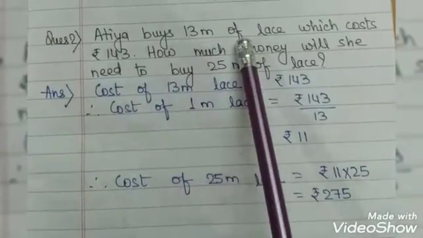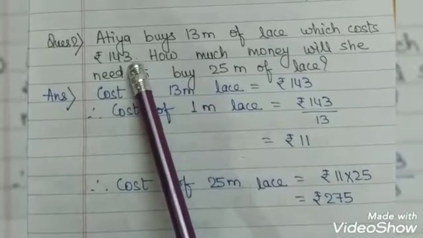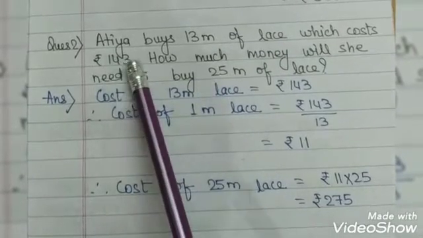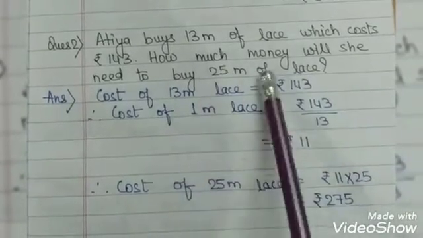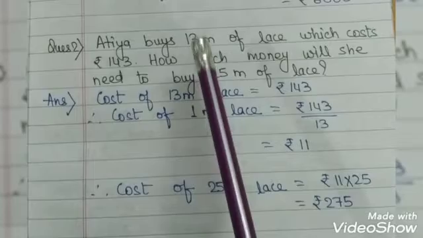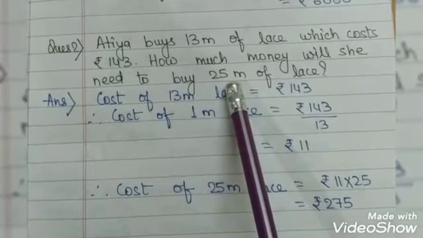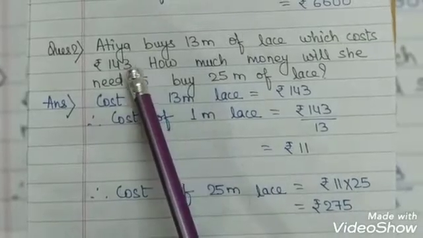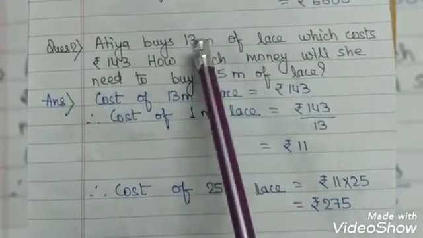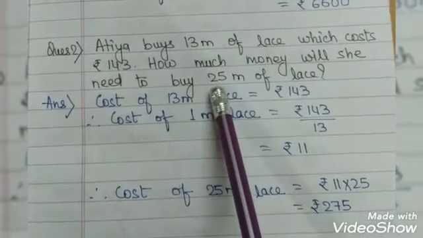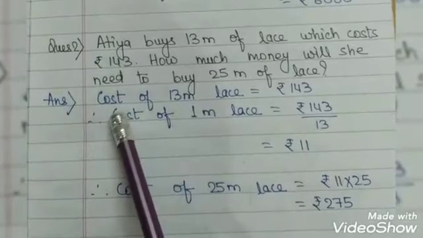Atya buys 13 meters of lace which costs rupees 143. So the cost of 13 meters of lace is rupees 143. How much money will she need to buy 25 meters of lace? Now here in the question we can see the amount for 13 meters is given. We have to find the amount of 25 meters of lace. For this, first we will divide 143 by 13 so that we get the value of 1 meter of lace, and then when we get the value of 1 meter of lace we will find the amount of 25 meters of lace by multiplying the value. So let's see the solution.